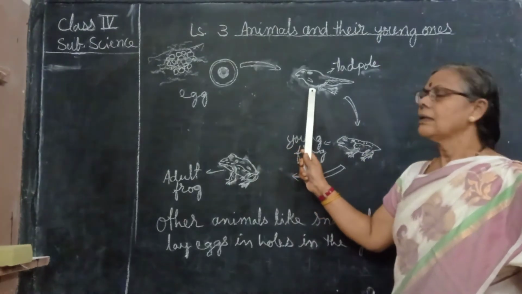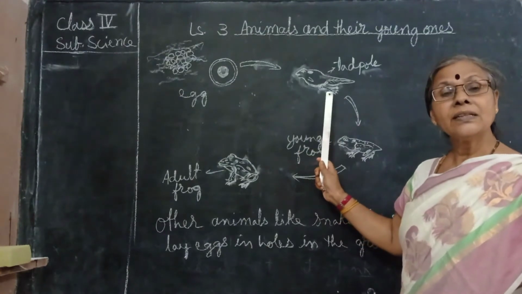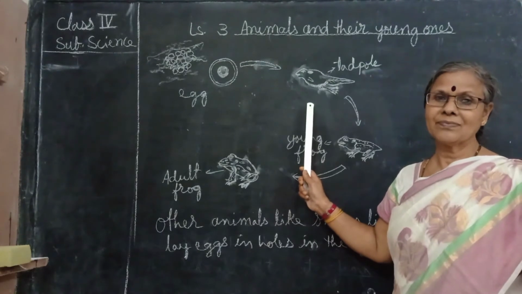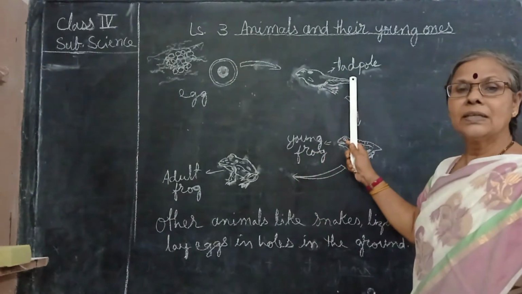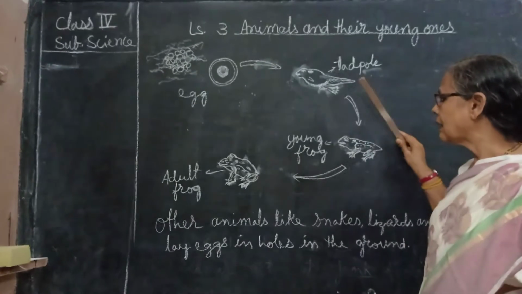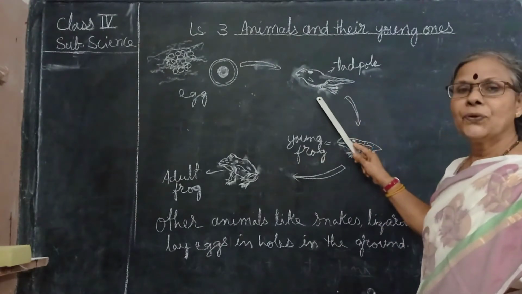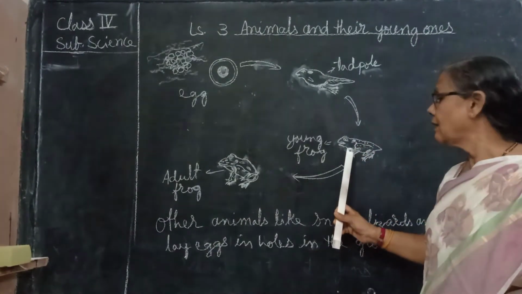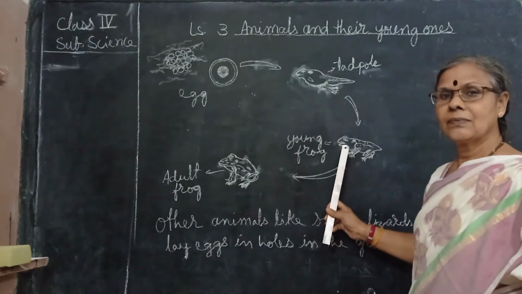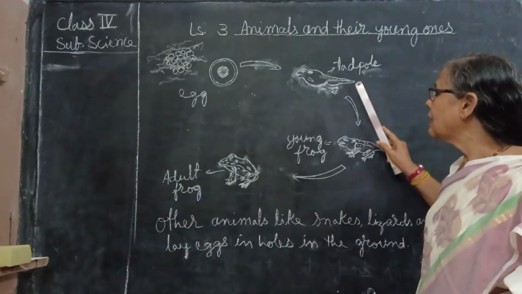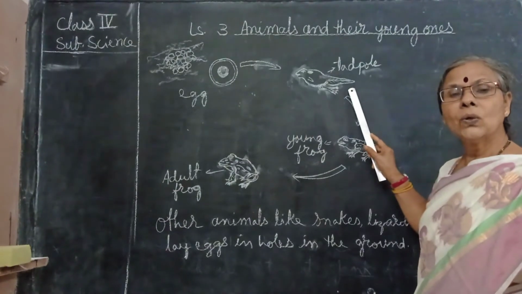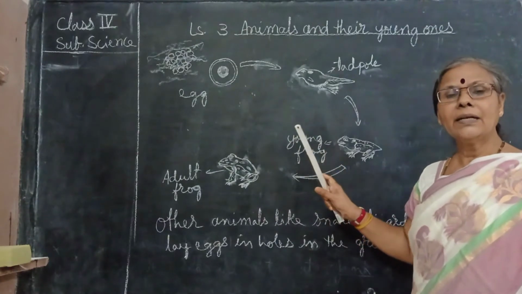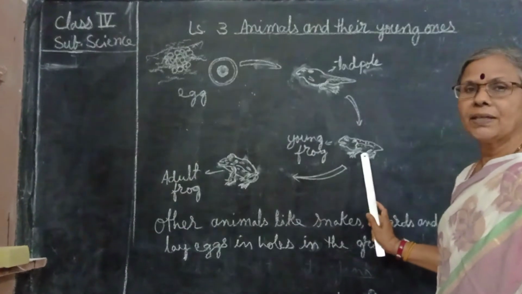The tadpole looks like a fish. They start swimming in the water and look like fish. That is called the tadpole. And the third stage, after a few weeks, what happens? Slowly, the tadpole starts developing legs, and slowly, day by day, the tail becomes short and afterwards it will disappear.